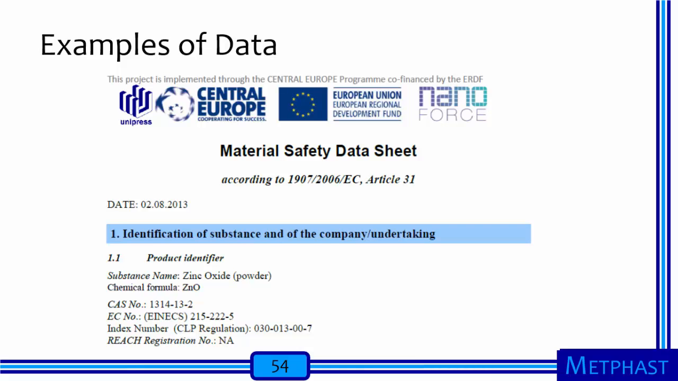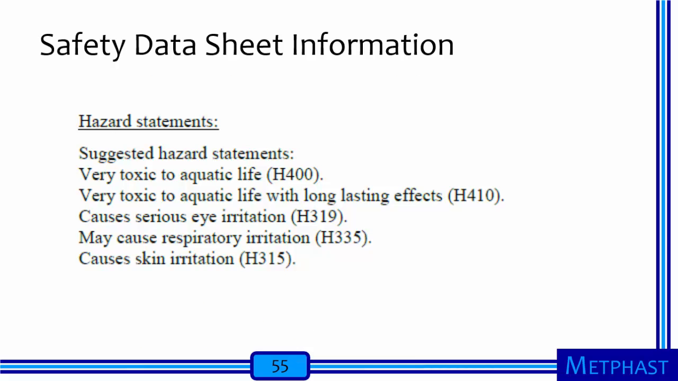Where can we get the GHS statements and hazard codes, or H codes? One source is the material safety data sheet for this substance provided by the manufacturer. The safety data sheet provides the following hazard statements. It causes serious eye irritation with the H code H319, respiratory irritation corresponding to a code of H335, and skin irritation corresponding to a code H315.